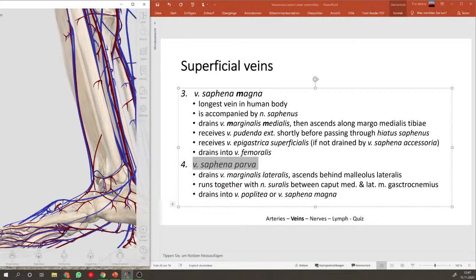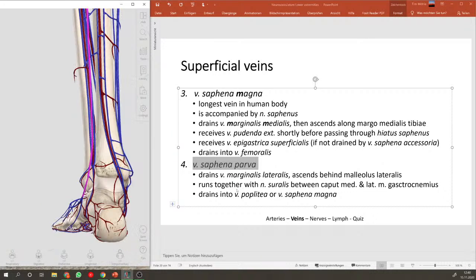So the program is a little laggy with all of this stuff running in the background, but alright, perfect. So this one. Yeah, and you can see it will continue behind the lateral malleolus and ascend, again, this is a superficial vein, yeah, so it's actually not directly behind the malleolus, and will ascend in the posterior compartment. And vena saphena parva, you have to associate, of course, you already know now, vena marginalis lateralis, but please associate it also with nervus suralis and musculus gastrocnemius.